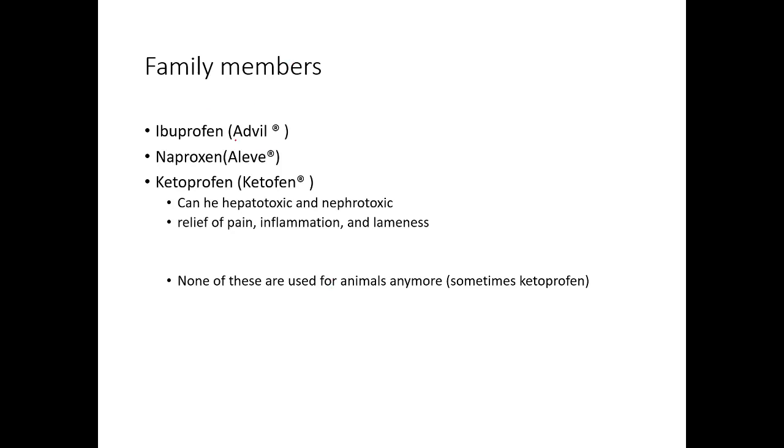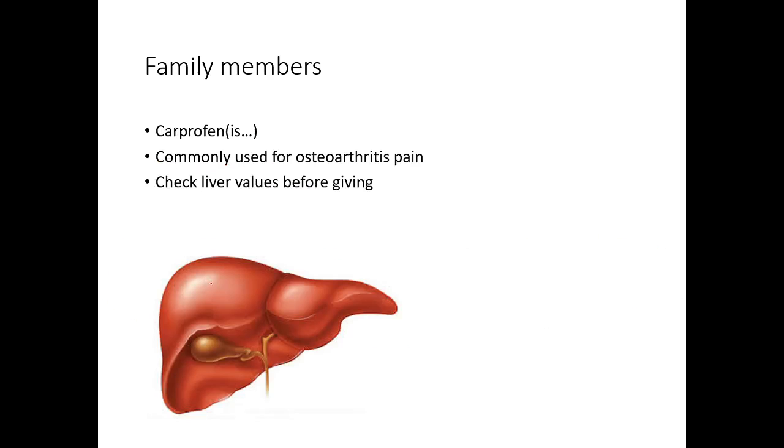Ibuprofen or Advil is a family member we don't typically use in animals. Naproxen or Aleve, again, we don't typically use in animals. Ketoprofen or Ketofen, we use in animals, but it is more dangerous. It's effective, but it's hepatotoxic and nephrotoxic, so we have to be careful with it. All of these can reduce pain, inflammation, and lameness, but we don't usually give them in animals.